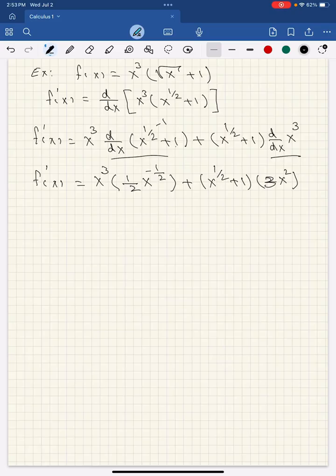Now we can distribute. F prime of x equals 1/2 x cubed. Look, here I'll do it in a corner of this notebook. X cubed times x to the power of 1/2. If you remember from your algebra, bases are the same. You take one of the bases and you add the top. It means 3 minus 1/2. It gives you x to the power of 5/2, right?